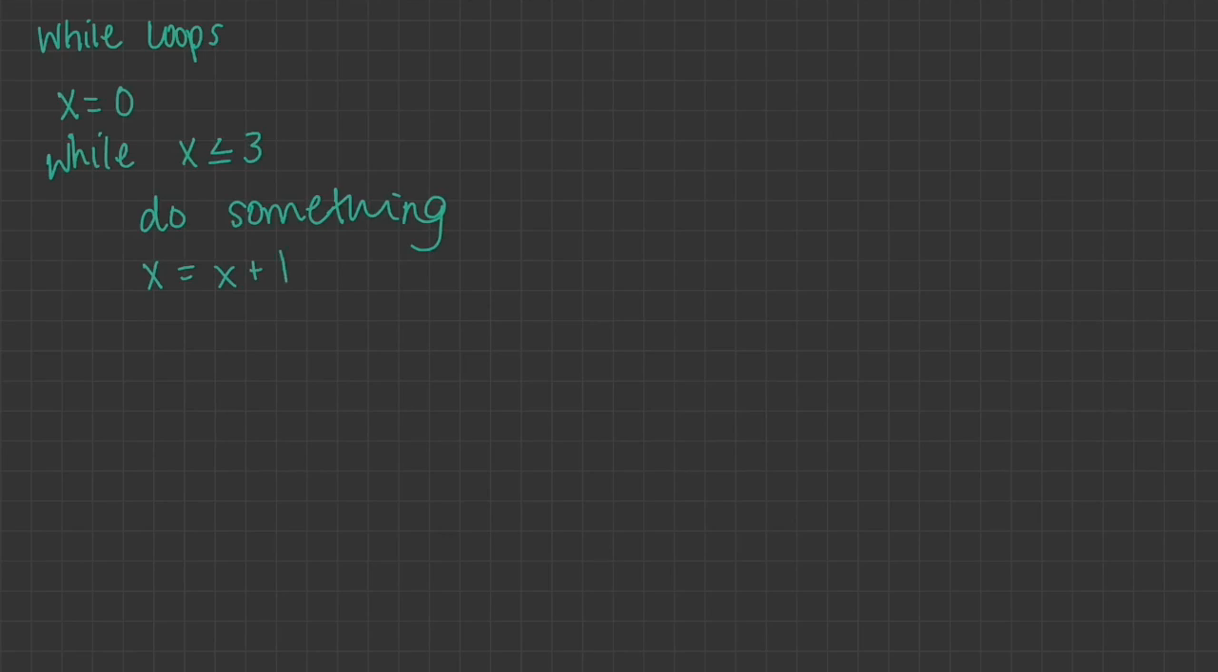So now let's go through this loop. X is equal to 0. X is less than 3, so we do this thing, and then we increment x. So now x is equal to 1. We return to the top. X is now 1, which is less than 3. We do our thing, we increment x. X is now 2. We go to the top. X is now 2. We do our thing, we increment x. X is now 3. We go to the top.